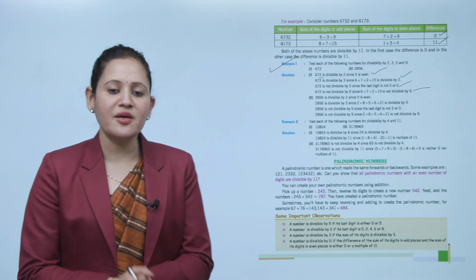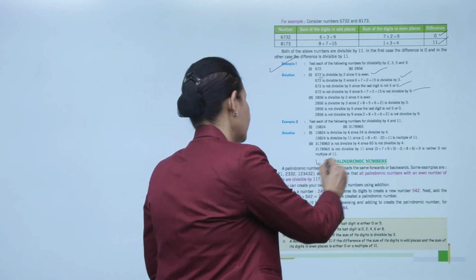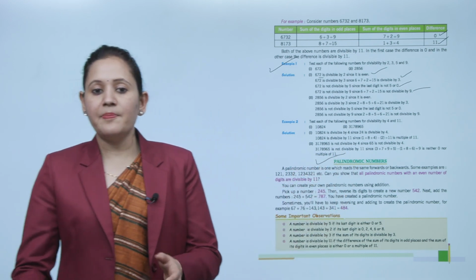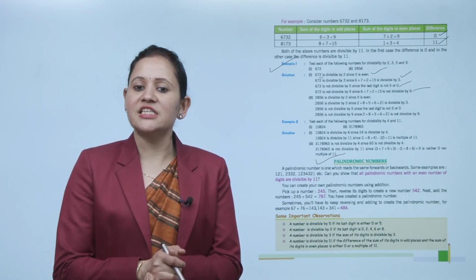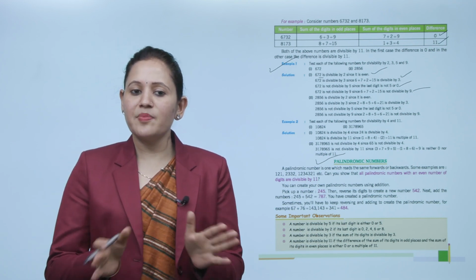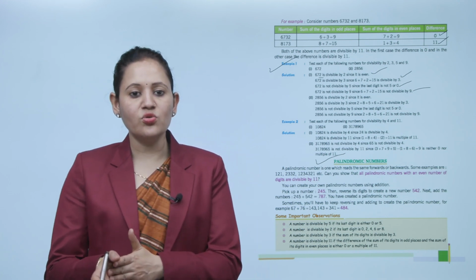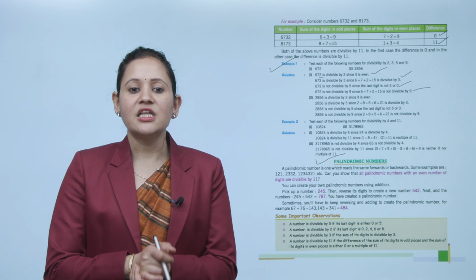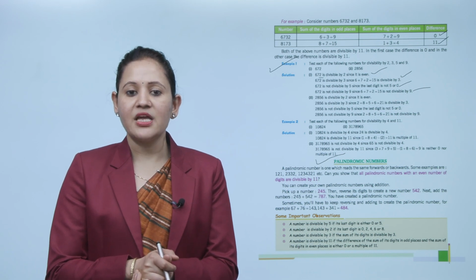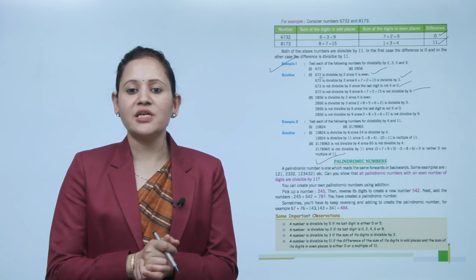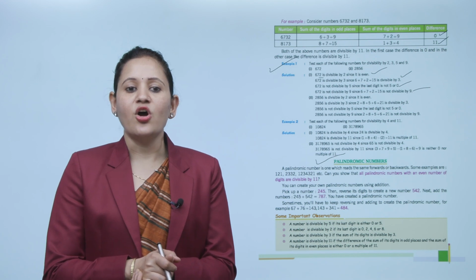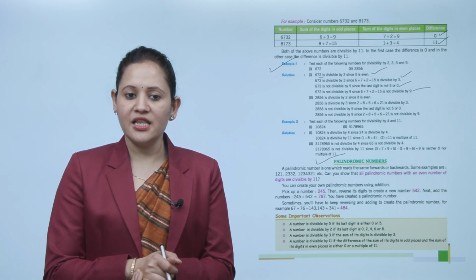Next is palindromic numbers. A palindromic number is one which reads the same forward and backward. Some examples are 121, 2332, 12,34,321, etc. Can you show that all palindromic numbers with an even number of digits are divisible by 11?